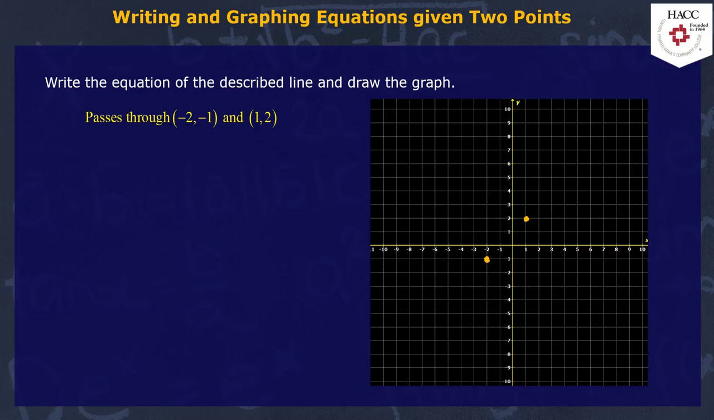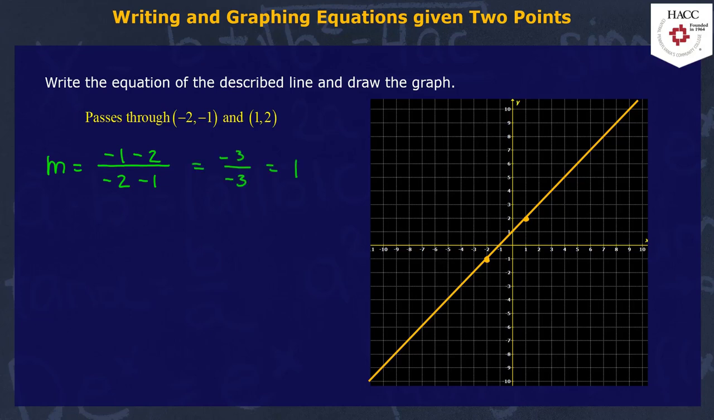I'm plotting them, and I'm going to draw the line that connects them, and that should be what the line looks like. To get the equation of that line, I'm going to calculate the slope, which is negative 1 minus 2 over negative 2 minus 1, which gives me negative 3 over negative 3, which is just 1. And so when I look at y equals mx plus b, I can rewrite that as 1x plus b, or just x plus b. The coefficient's 1, so I just don't usually write the 1.